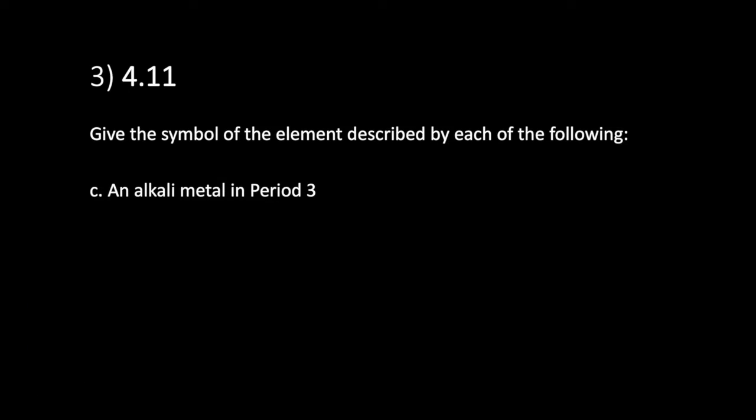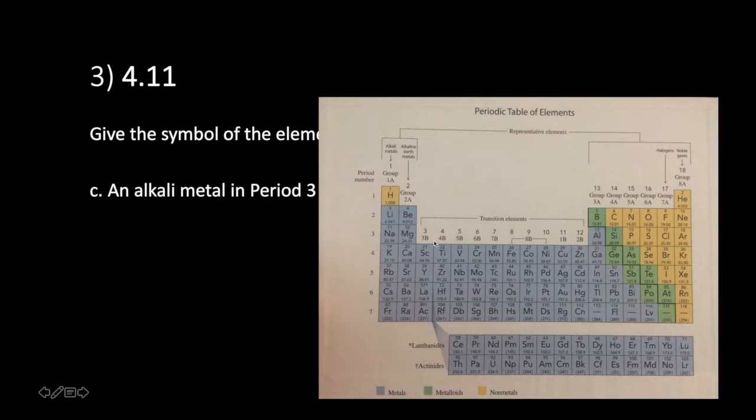Okay, in part C, we're looking for an alkali metal. That's a name for another state, in period 3. So period 3, that's this one here. Periods are the rows. And then the alkali metals are group 1A. So group 1A, period 3, the symbol that you would write down as the answer for that is Na.